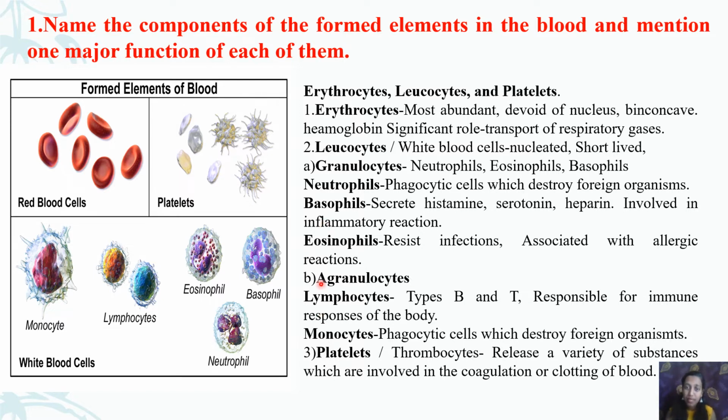The agranulocytes again differentiate into lymphocytes and monocytes. Lymphocytes are of two types, T lymphocyte and B lymphocyte, named for where they originate. B represents bone marrow, T represents thymus. They are responsible for immune responses of the body. Monocytes are phagocytic cells. They take part in destroying foreign bodies. And platelets, also called thrombocytes, release a variety of substances which are involved in coagulation or clotting of blood. And this is all about formed elements in the blood.